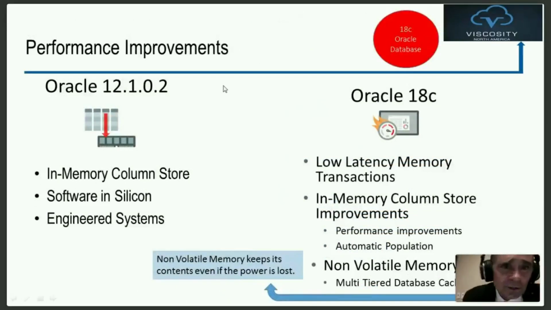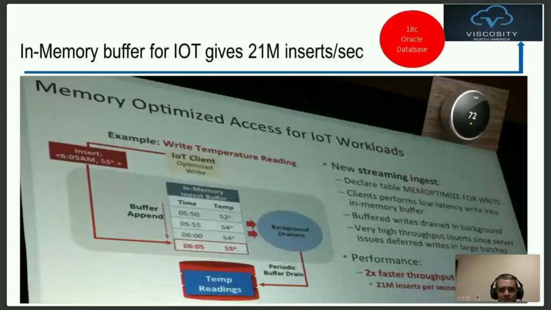So let's look at some of those. In 12.1, we saw the in-memory column store. In 18c, now I'm going to get an improved in-memory column store. And it's going to improve non-volatile memory support. Non-volatile memory is like flash memory, but when you turn it off, the contents are not lost, like flash. So NVM, some people will call it, is much, much better for that reason.